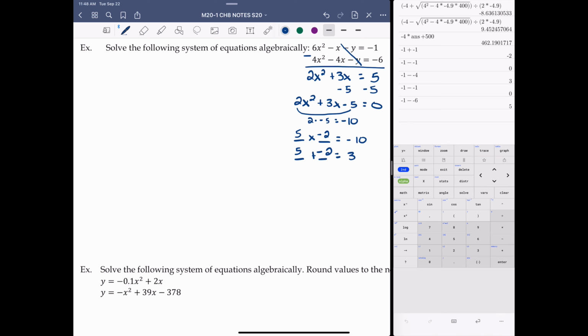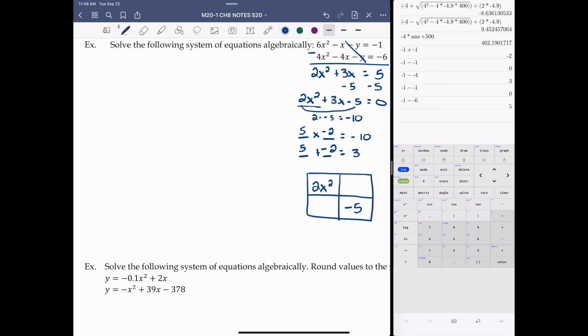Now we're going to use the box method. Draw your box, split it into 4. First box, top left, is your first value in the trinomial, 2x squared. Bottom right box is the constant term, -5. The middle two boxes, it doesn't matter what order, are the numbers we just found, the 5 and -2, and we put an x with them because they represent the middle term of 3x. So 5x, negative 2x, or swap them, doesn't matter.